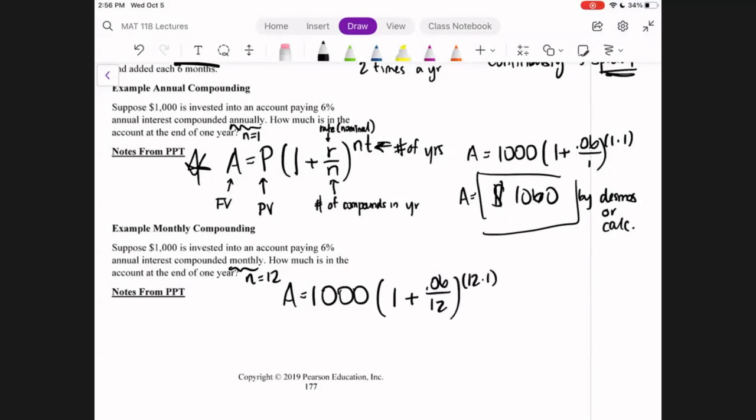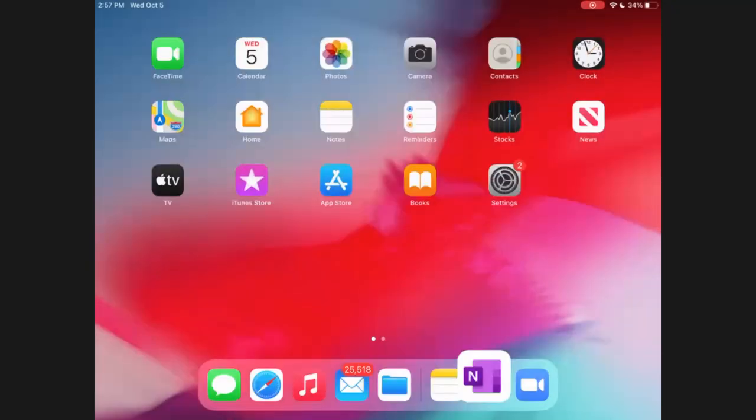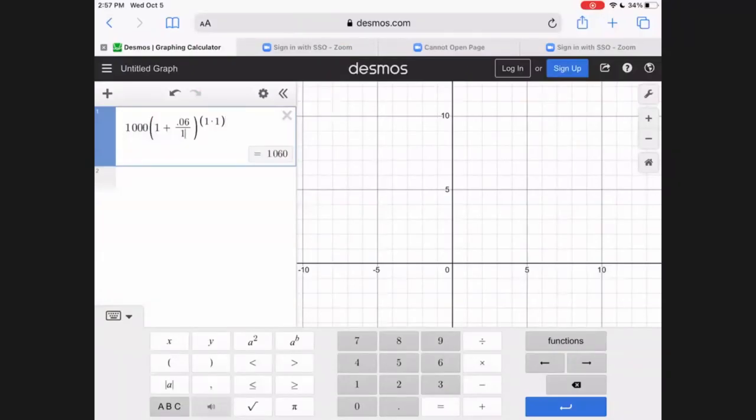So, as I said earlier, by no means should you be able to calculate this by hand. Using Desmos is the way to go. Okay, so let's go back over to Desmos. Let's edit what we have already there and see what we get. So we know I'm dividing by 12 now. So I just change that. You see Desmos will change. And then I have a 12 up here. So it looks like it's 1,061.68.